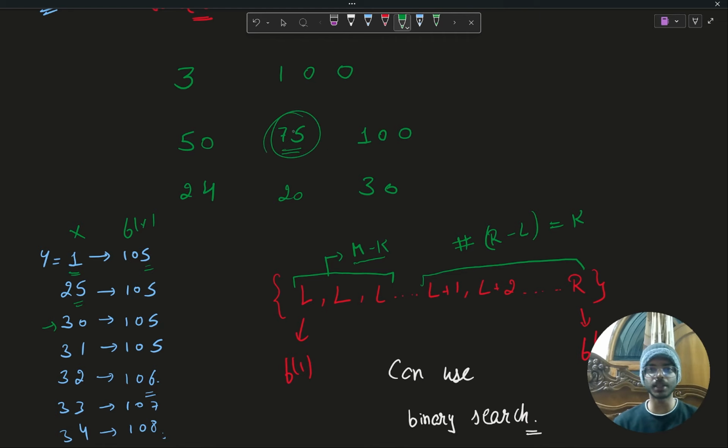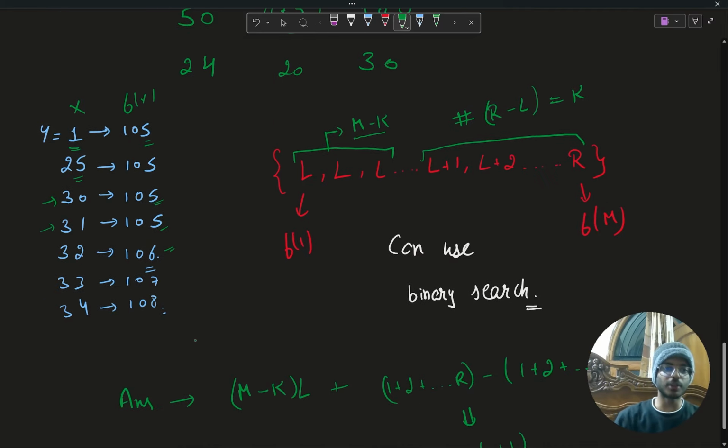But after this, it will become equal to 105 only, right? For 31 also, it became equal to 105 only. But for 32, it will become equal to 56, 50, which is 56. Then it will become equal to 76, 75, which is 76 only. And then it will become equal to 106, right? And for all the consecutive next values, it will remain to be consecutive, right?